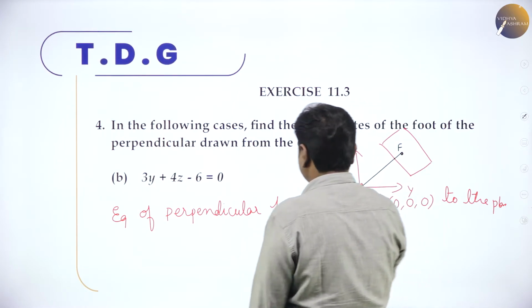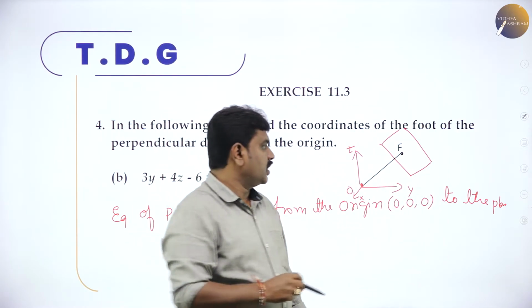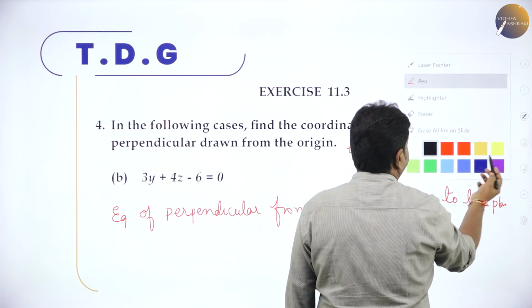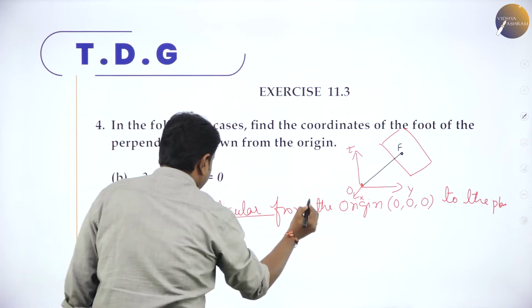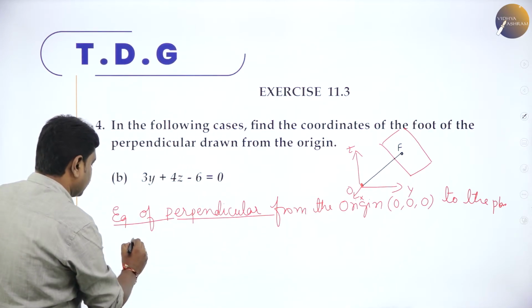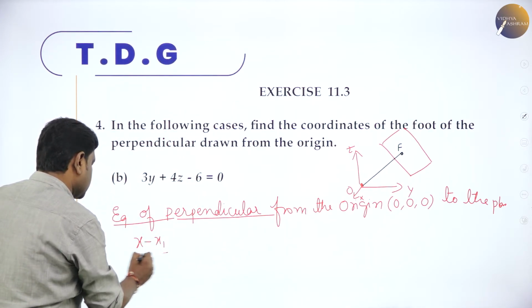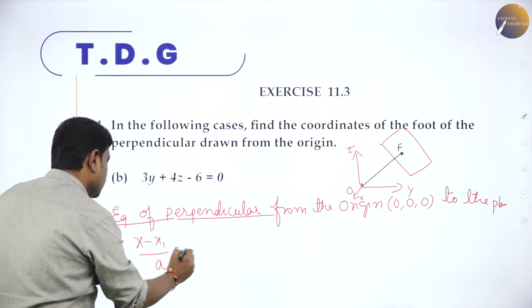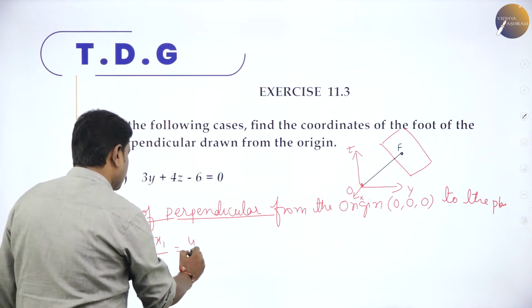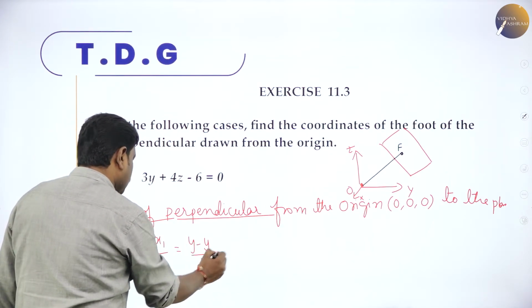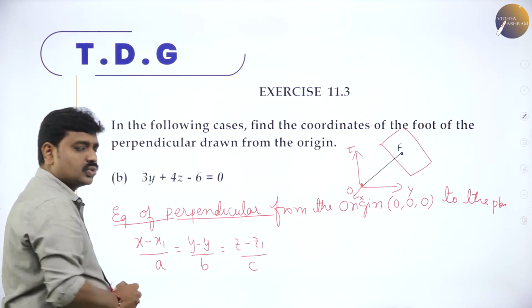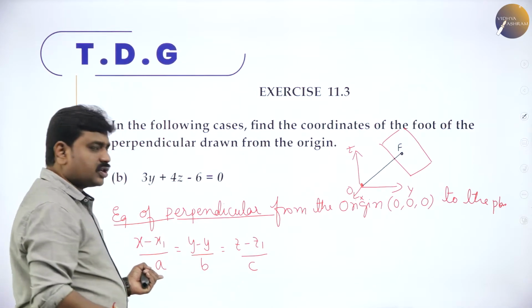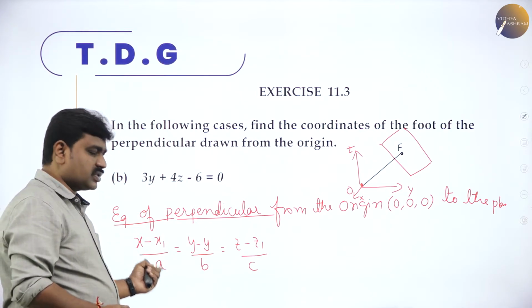First let me create the foot of perpendicular. To do that, first I'll create the perpendicular equation. What is the line equation? (x minus x1) by a equal to (y minus y1) by b equal to (z minus z1) by c, where a, b, c are direction ratios, the direction ratios of the perpendicular, the direction ratios of this line.